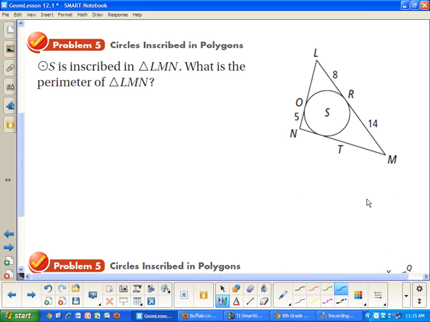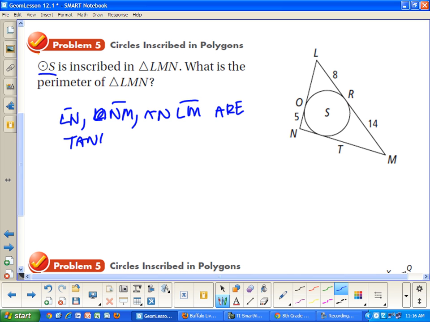Actually, we're going to apply the last of those theorems to figure out the perimeter here. Basically what that says is that if two lines are tangent, then the distances to those points of tangents from a point outside the circle are equal. And the fact that the triangle is inscribed tells us that segment LN, NM, and segment LM are tangents, because that's what inscribed means. So by definition of inscribed, we know that.